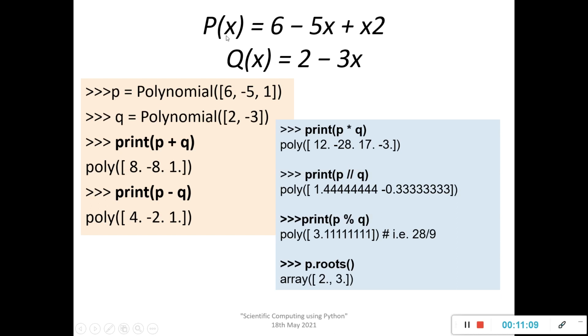If the polynomials are written like p of x and q of x as like this, the syntax is as follows here. You just have to write polynomial followed by the coefficients. The first polynomial p, the second polynomial q. Then the polynomial addition is as simple as saying print p plus q, polynomial subtraction, polynomial multiplication, division, so on and so forth. It's also possible for us to find the roots of a polynomial as easily as shown over here. We just have to say p dot roots.